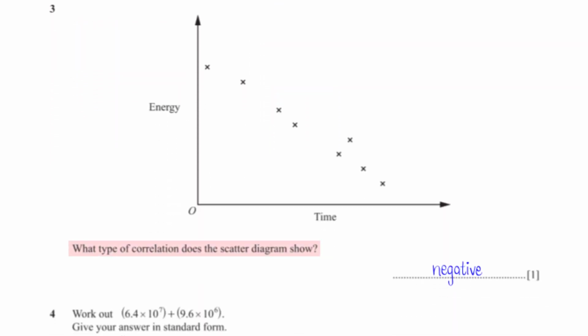What type of correlation does the scatter diagram show? So from the points plotted on the diagram, we can say that as the time is increasing, the value for the energy is decreasing, and so this correlation is negative.